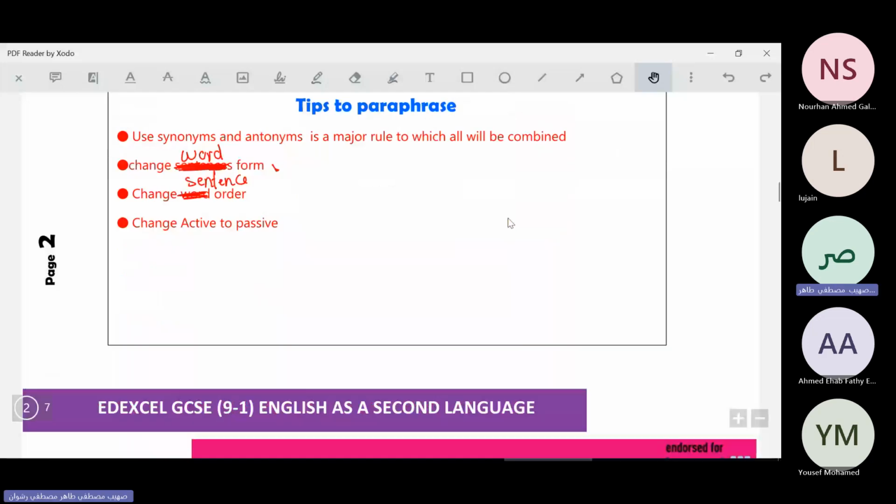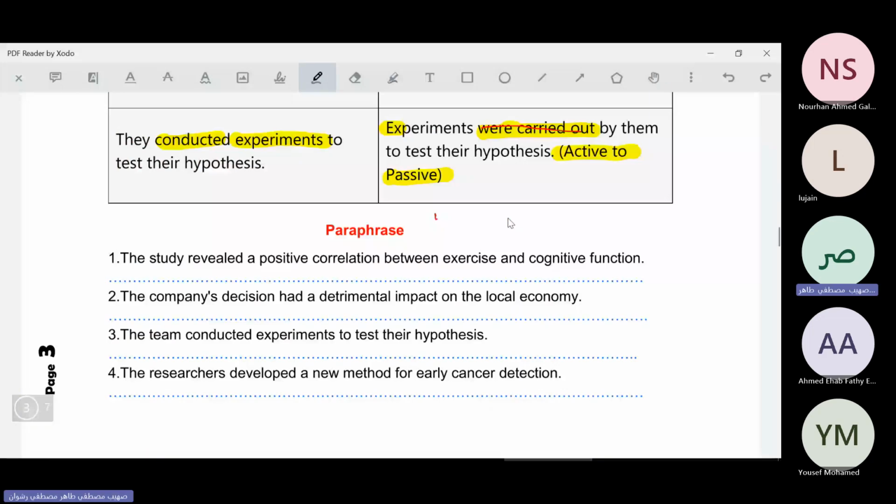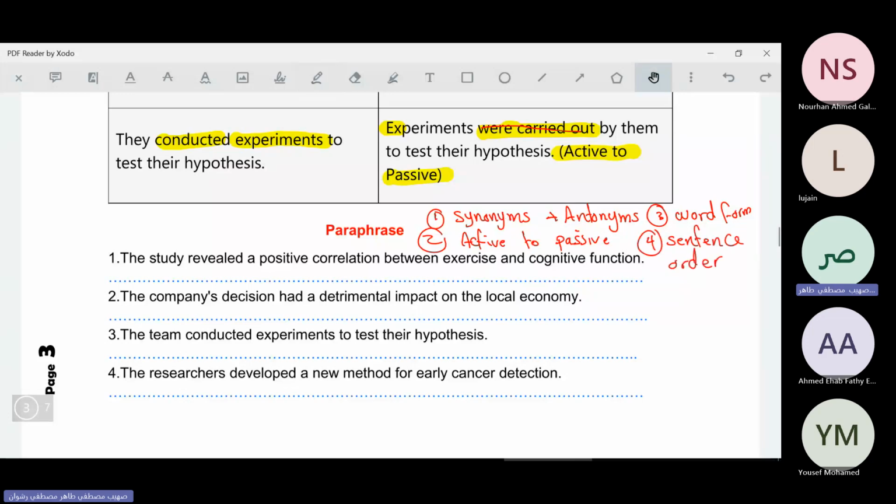Now I want you to paraphrase these four samples using the rules we mentioned. What are the rules again? Synonyms or antonyms. Number two, changing from active to passive or vice versa. Number three, changing the word form. What I mean by word form is the part of speech: a verb, a noun, an adjective, and so on. And finally, I can change the sentence order, which means to reverse the sentences.